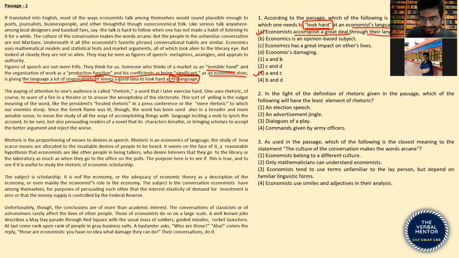And towards the end, though not directly stated as one of the reasons, overall understanding of the passage will help us to understand that it is also one of the reasons. When he says the conversations of astronomers or of other professionals rarely affect the lives of other people, those of economists do so on a large scale. So economists' talk, or their language, has a large scale effect on ordinary people's lives, which means C can also be sourced. A and C should be the answer.